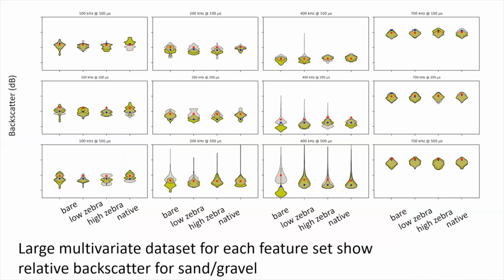And what you're looking at is violin plots showing distribution of acoustic backscatter for bare sand and gravel, for sand and gravel with low zebra mussel, high zebra mussel, and native mussels contained within it. And so the big take home here is that there's a lot of information here, but no single combination of pulse length and frequency, no single acoustic setting combination really discriminated between all of these groups.